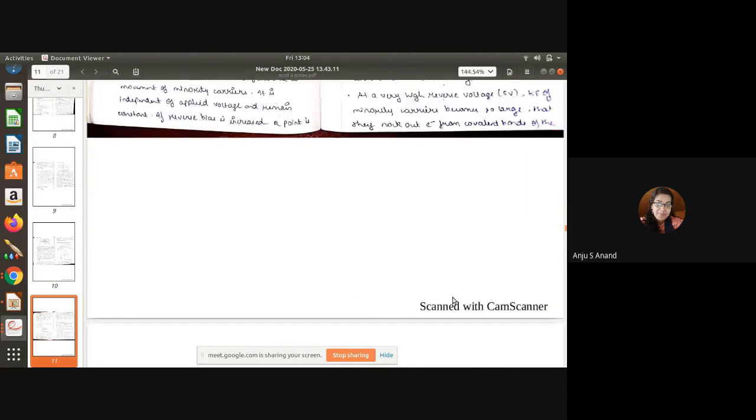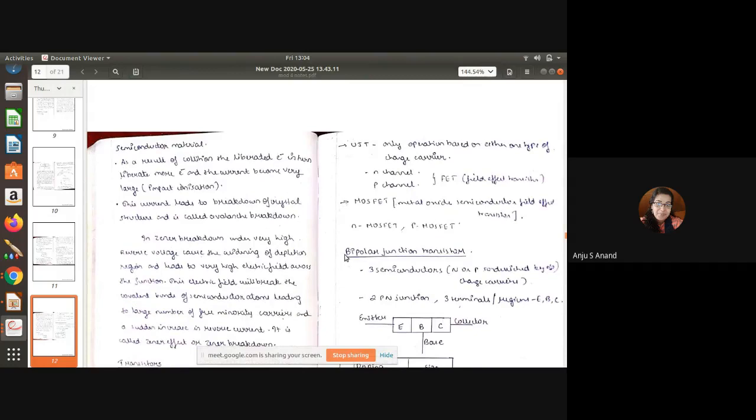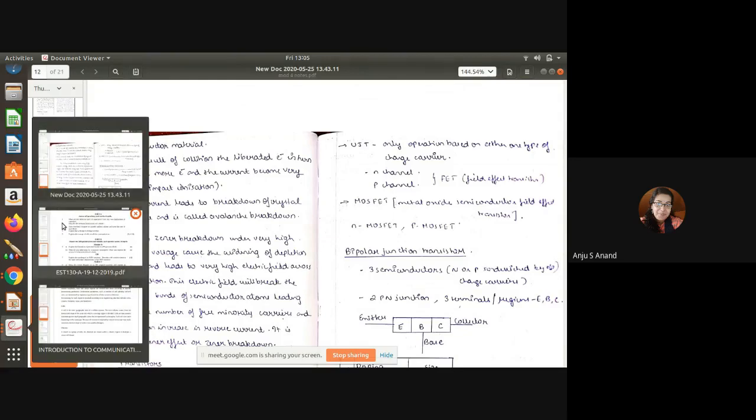So they break their covalent bonds and release more minority carriers, causing impact ionization, and the current is increased. Reverse current is increased. That was about the reverse breakdown process, or avalanche process, in reverse bias condition, or reverse bias characteristics. Okay.